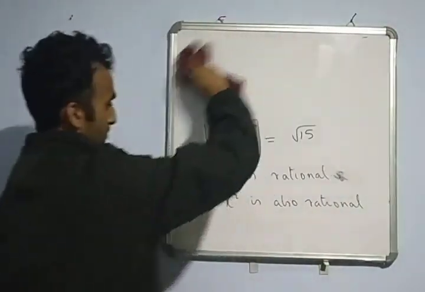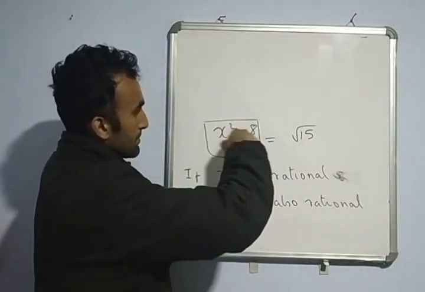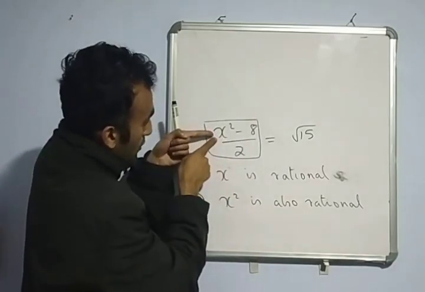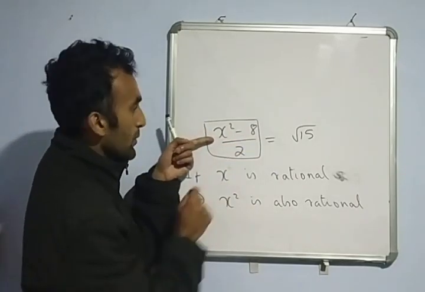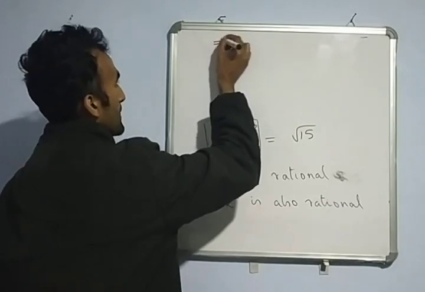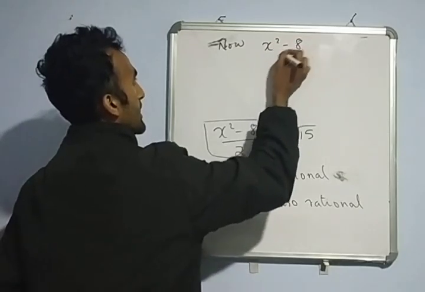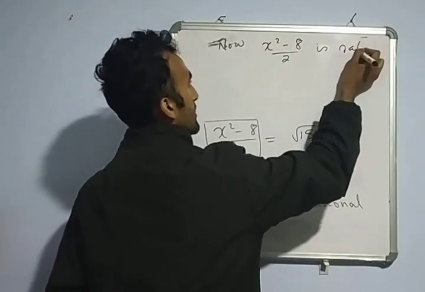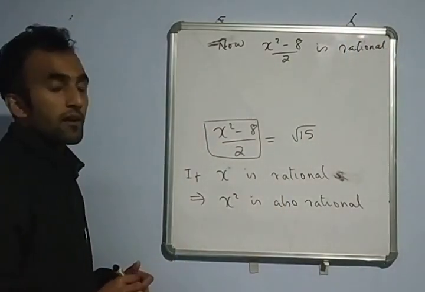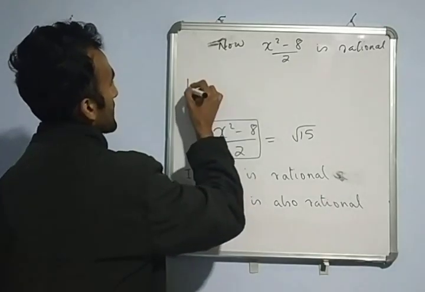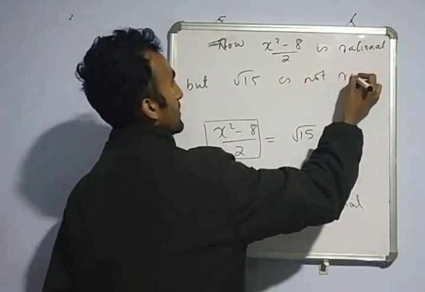Now check. If x square is rational, this side is rational, because x square is here, rational, subtracted with 8 divided by 2. You will get rational only, no? You will get rational. Which implies x square minus 8 by 2 is rational. Okay? But root 15 is not rational.